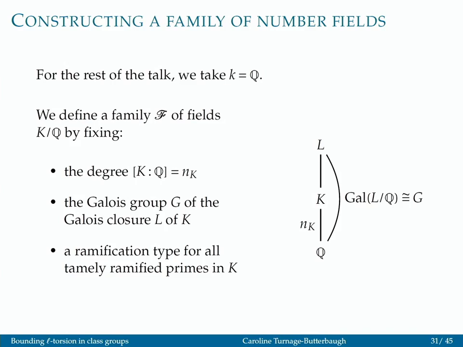OK, so here's our picture. We're going to define a family of fields k that satisfy the following picture. So we're going to fix the degree of k over Q. And now L will denote the Galois closure of k. And whatever the Galois closure is, we're going to fix that as well within our family. And we'll fix a ramification type for all the tamely ramified primes in k. Depending on what G is, that restriction is going to be different.